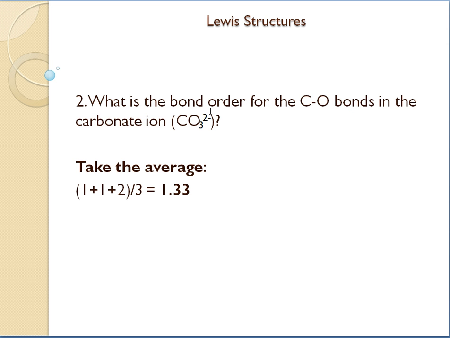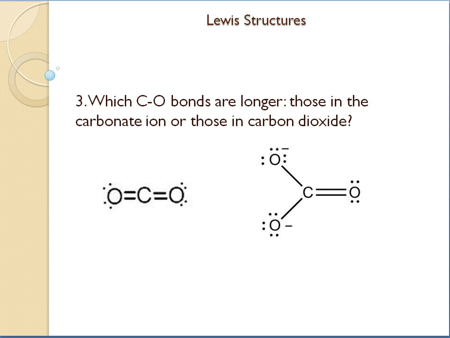Alright, now the bond order for the CO bonds in CO3 2-. So you need to take the average of the order. There's 1 single bond and 1 single bond. There's 2 single bonds and then 1 double bond. And divided by 3, that gets you about 1 1/3 is the order of the bonds in CO3 2-.